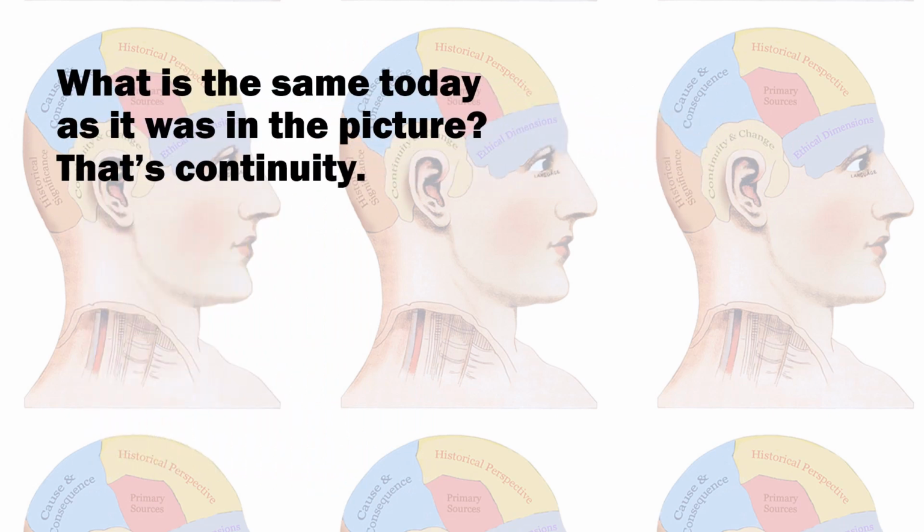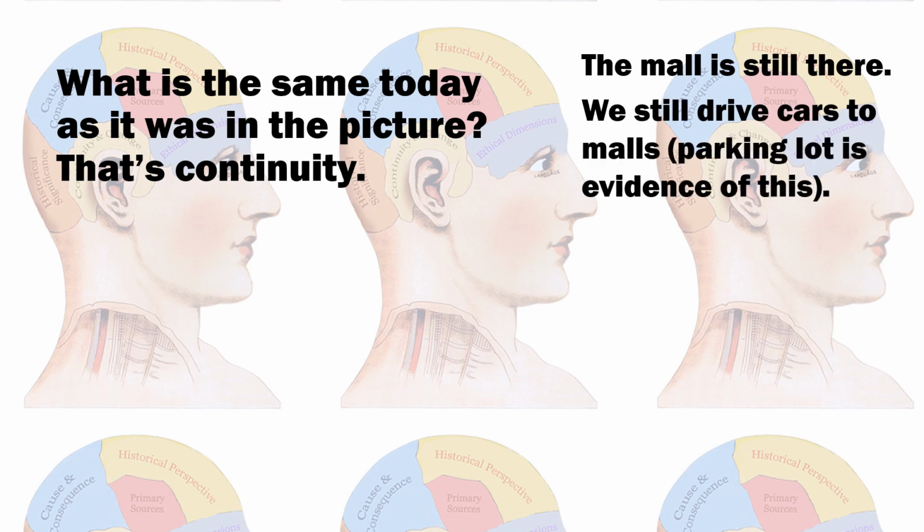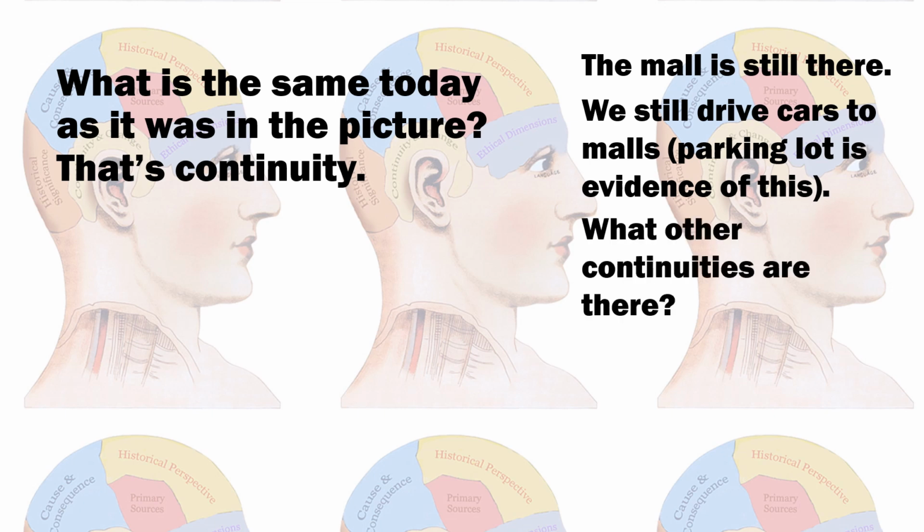What is the same today as it was in the picture? That's continuity. The mall is still there. We still drive cars to malls. The parking lot is evidence of this. What other continuities are there that you can see in the picture compared to today?